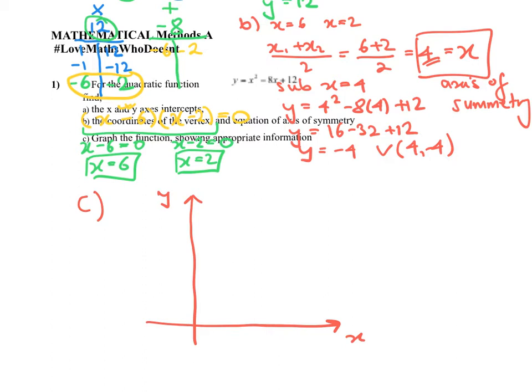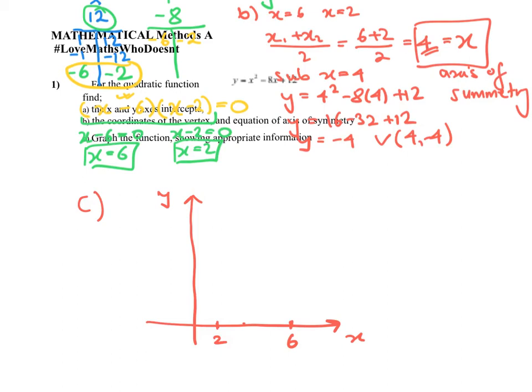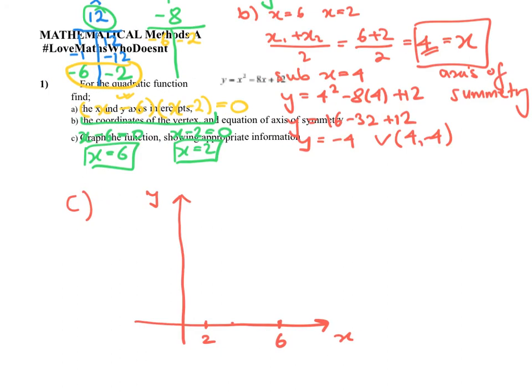So x is equal to 2, let's say this is 2, and x is equal to 6. So we do have x-intercepts. And now we're going to look at the y-intercept. So we can go back here and see the y-intercept is 12, which means when x is 0, y is equal to 12. So it's going to be here. So it's going to be 12.